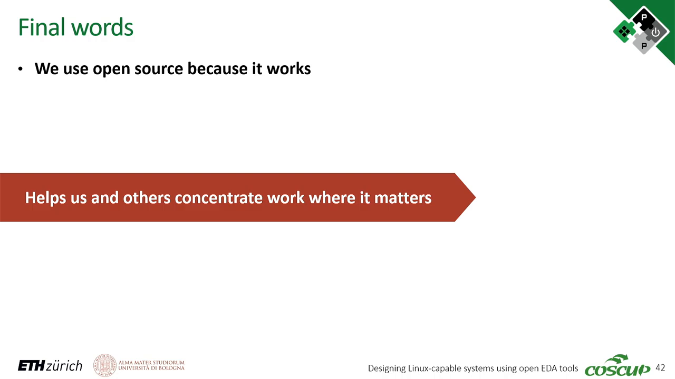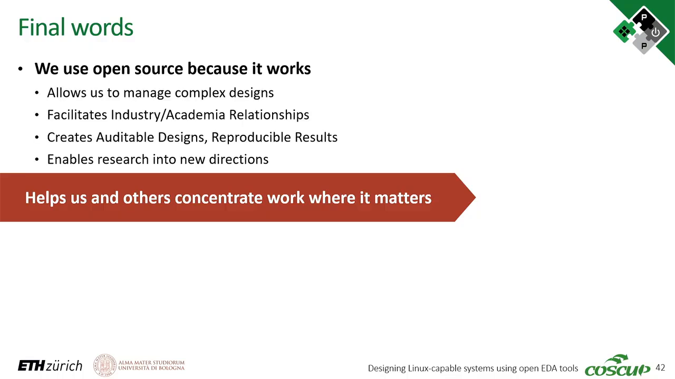So our conclusion is that we use open source because it just works. It allows us to manage complex designs and actually produce very complex chips. It facilitates this industry-academia relationship, which is important because at the end of the day, we want our students to be able to go and work in the industry and learn real things. It creates auditable designs, and you can reproduce our results perfectly. And it can also enable research into new directions because we generate data that was previously not available to researchers.